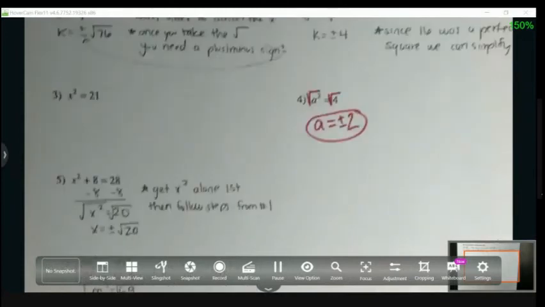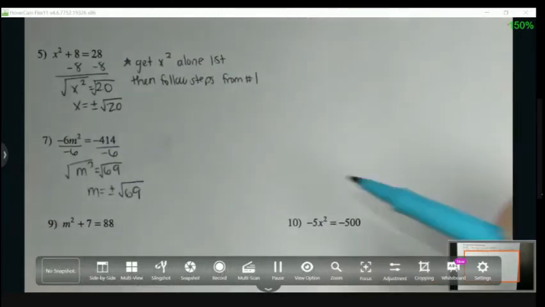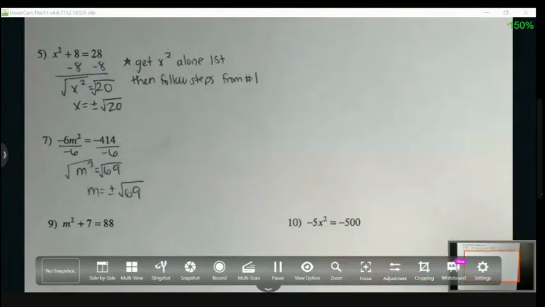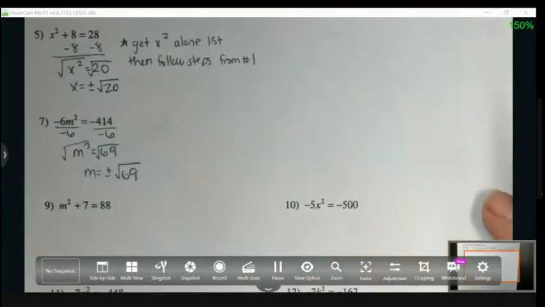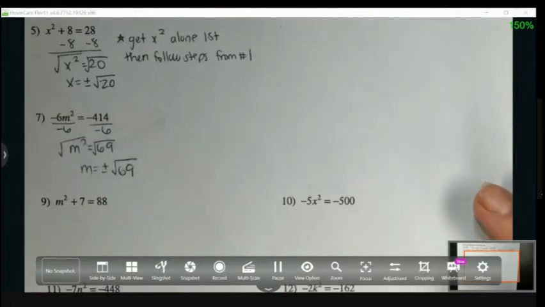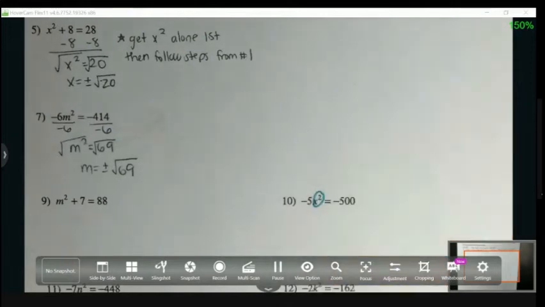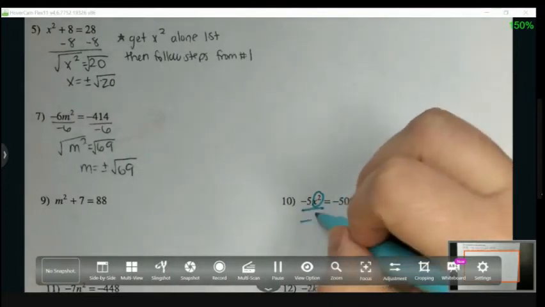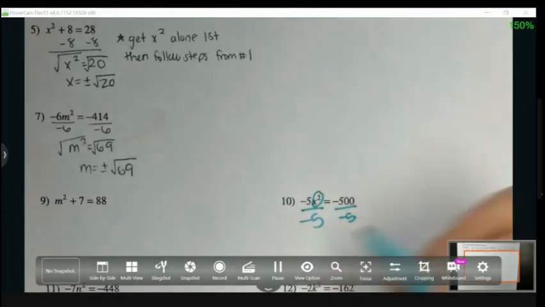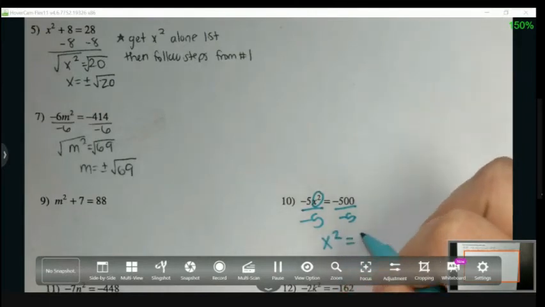All right. So let's go ahead and go down. And again, 5 and 7 have been done for you to see some examples and some hints here. And I'm going to go ahead and do number 10 for you. So again, the goal is to get the x squared by itself. So I need to get rid of that -5. So I need to use opposite operations. And in this case, they're being multiplied, so I'm going to do the opposite and divide. So here I get that x squared equals 100.